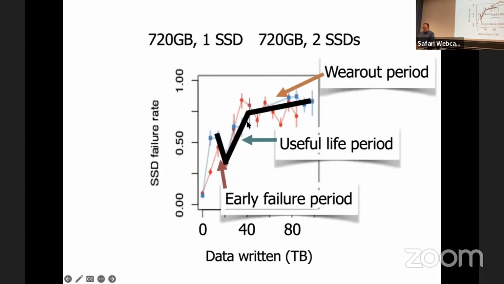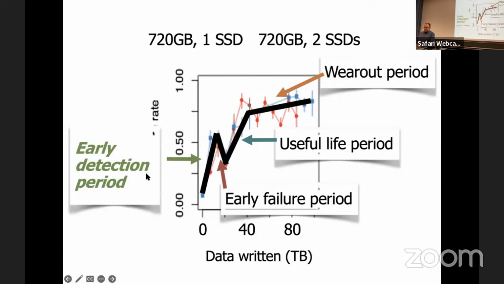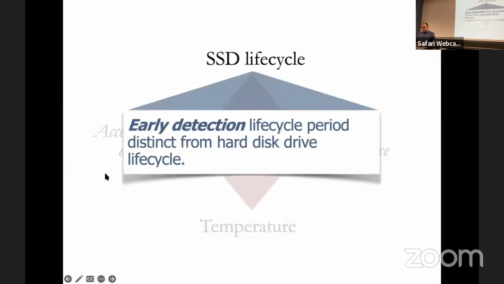So here are the results. You can see that we get something similar to the bathtub curve. This is the early failure period, and this part is the useful life period. Here is the wear out period that we observed from our experiment. But we also get this early detection period, where the failure rate in the beginning was low but then jumped high. This is actually quite exciting, but you can read the paper for more detail about it.